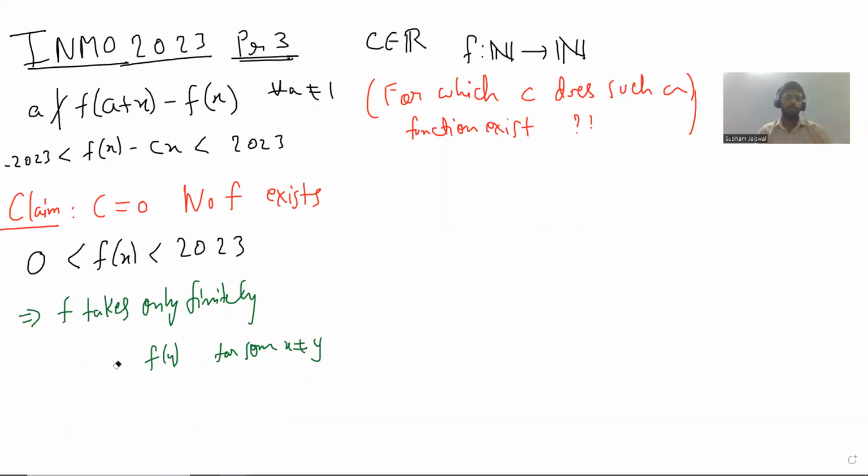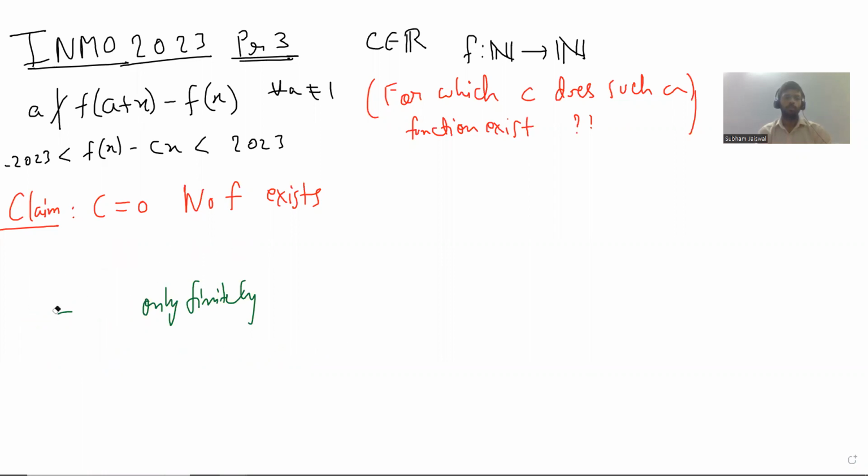So now you can try to think what to do. I tried to show that c equal to 1 is not possible, but I could not do it.